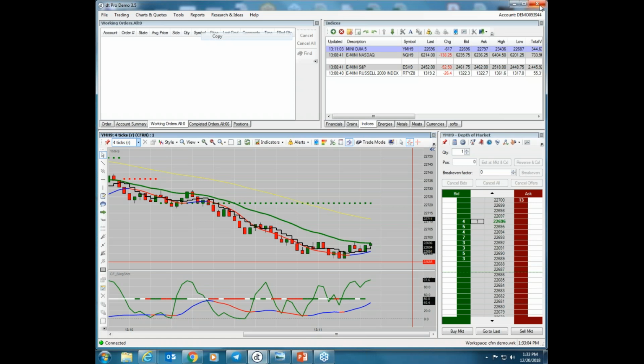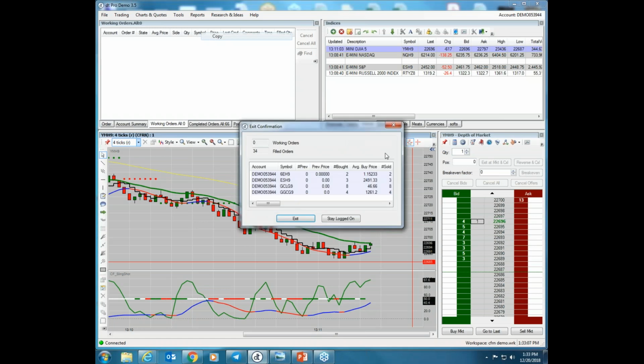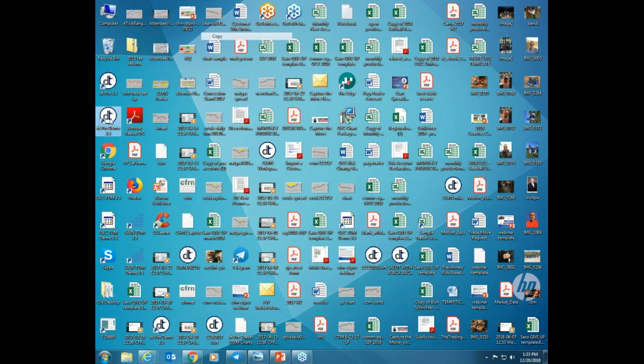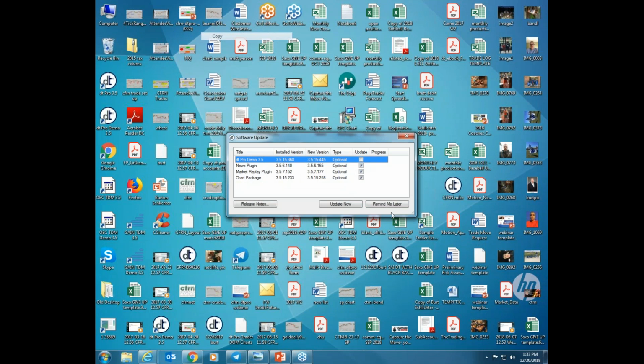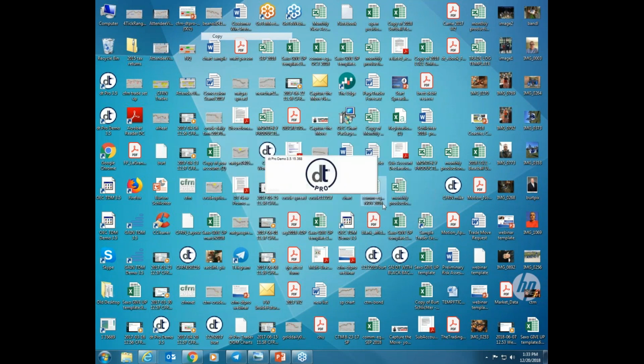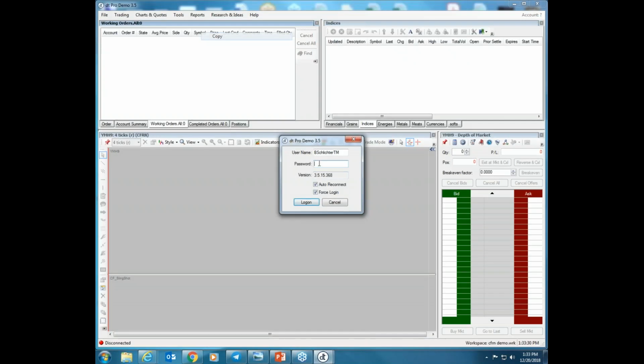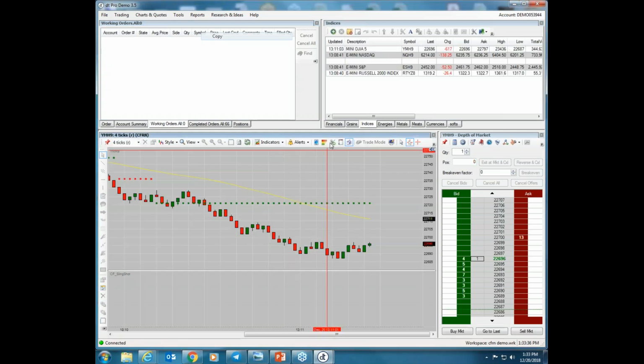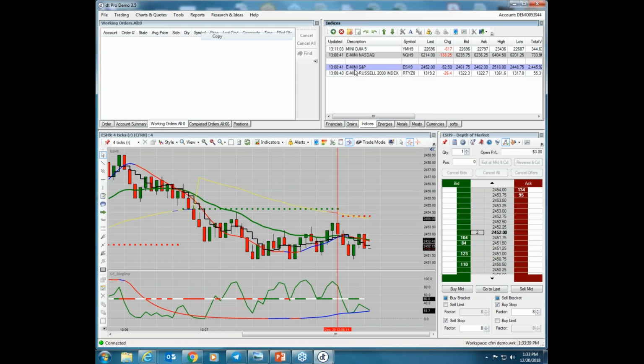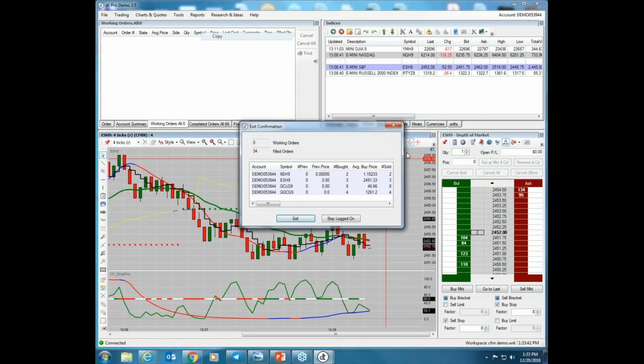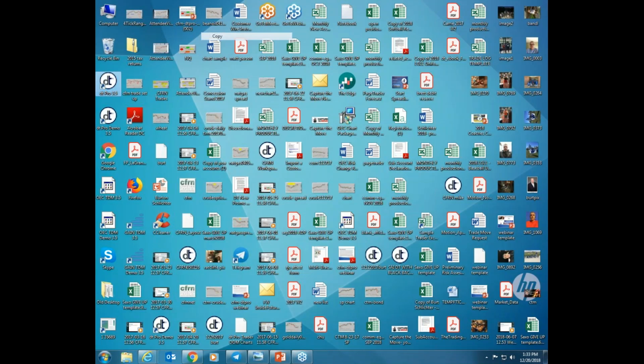Now, my understanding is the demo is screwed up, so let me try to download it again. If not, I'll just have to go to the live account. One second. See what happens. Stand by for DT Pro to log on. That's my username, by the way. Yeah. All right, forget this. I'm not going to waste our time looking at that thing.